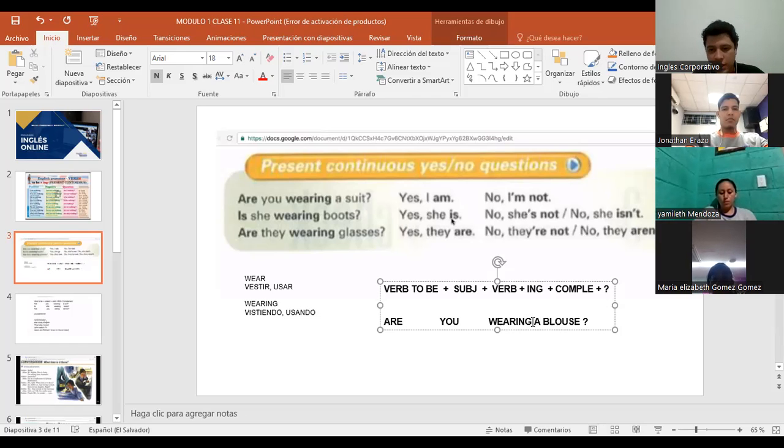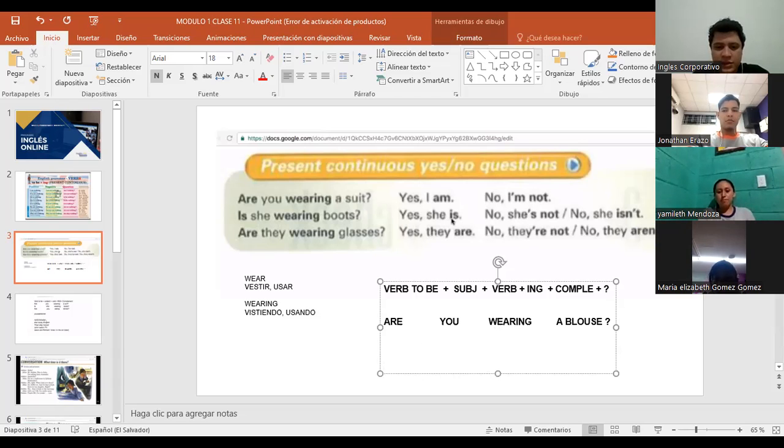So this one, like this one, okay, guys? So, that's how we create a sentence, okay? Así es como hacemos una pregunta, okay? So now let's see. Jamilet, give me a verb to be, please. Give me a verb.